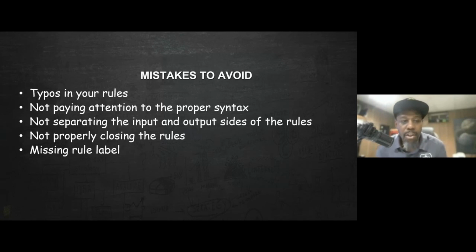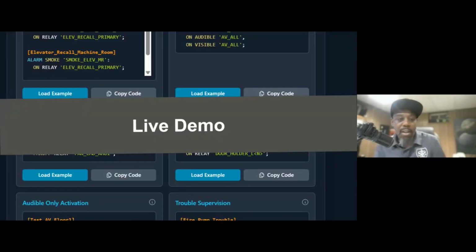Some of the mistakes you want to avoid are typos in your rules and not paying attention to the proper syntax: single quotes, semicolons, commas, the regular colons. All these different things you need to pay attention to if you're not using the Gens editor, so that you can make sure your rules will compile. You want to separate your input and output side using the colon, and learn to properly close your rules using the semicolon.